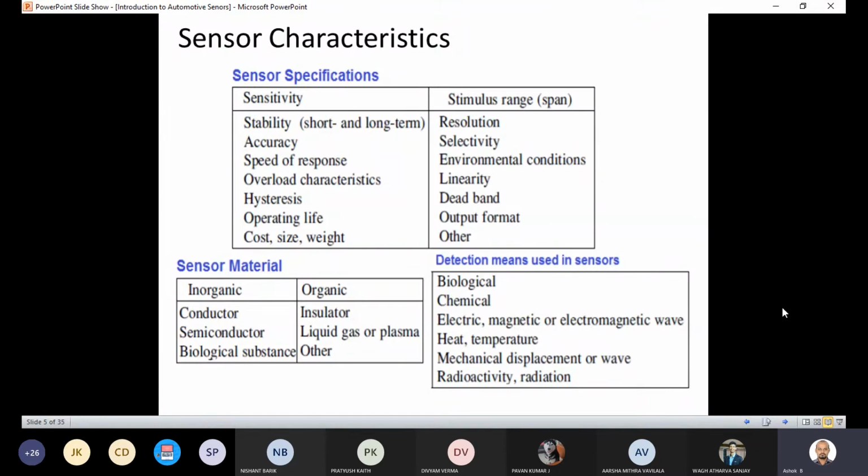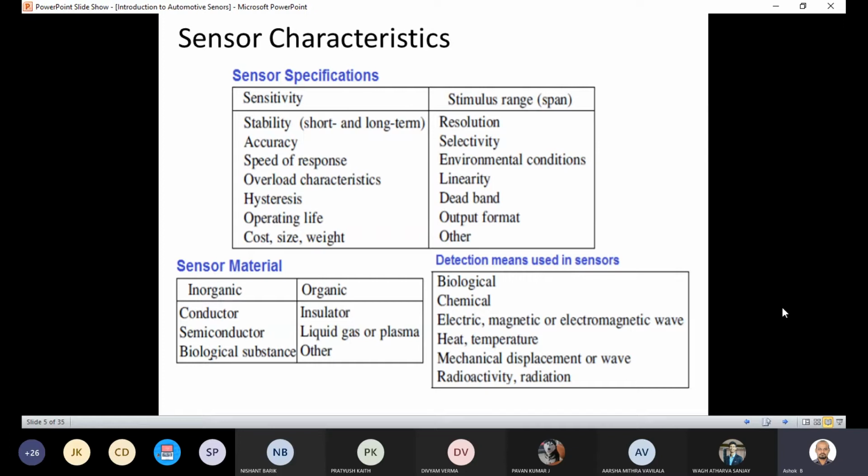It will depend upon the sensitivity, that is, how much the stimulus or input affects the output. Similarly, accuracy, and the speed of response, at what speed the signal will respond. Then overload characteristics, operating band, and environmental conditions.